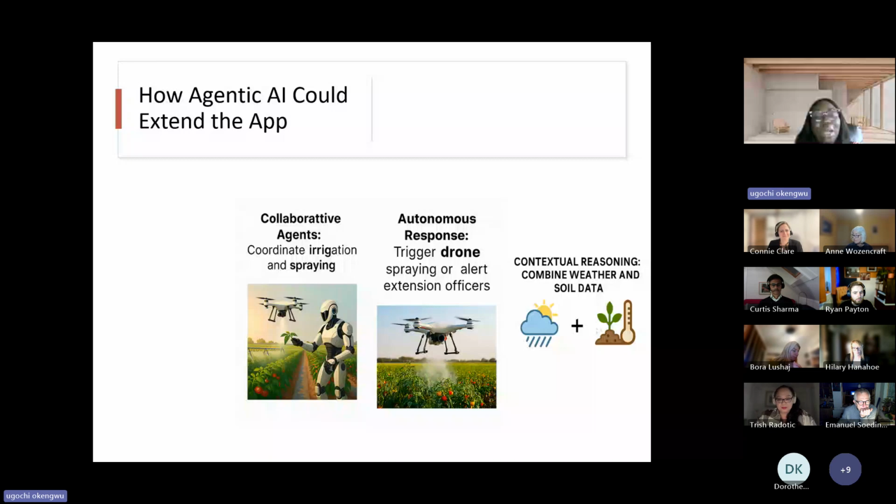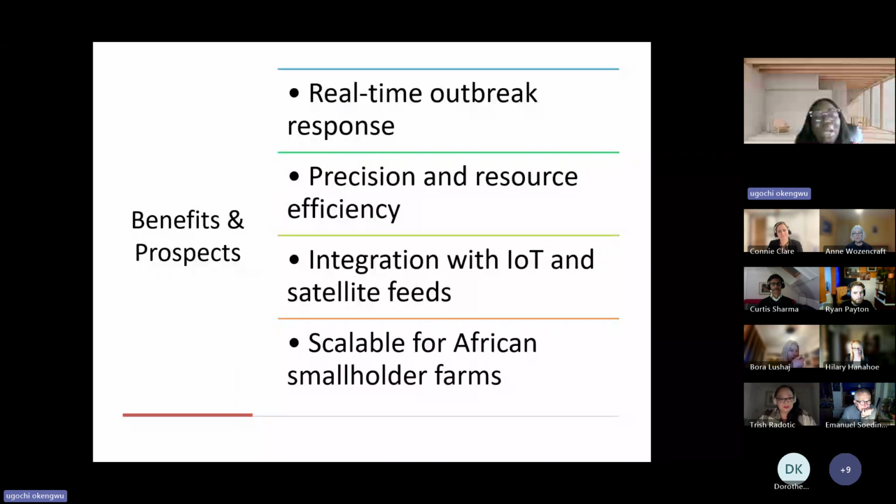So the benefits and prospects, just like was said earlier, it will help us in real-time outbreak response, precision and resource efficiency, integration with IoT and satellite feeds, scalable for African smallholder farmers. Because when we deployed the mobile app, we had the issue of some of the farmers that need to use this product not having smartphones. So if we could include agentic AI, whereby some of these images could be captured by drones, I think it will make their life easier. They will only get the information maybe on their phone to alert them there's a particular disease outbreak in their farm. So those are some of the benefits and prospects of agentic AI in crop image analysis.